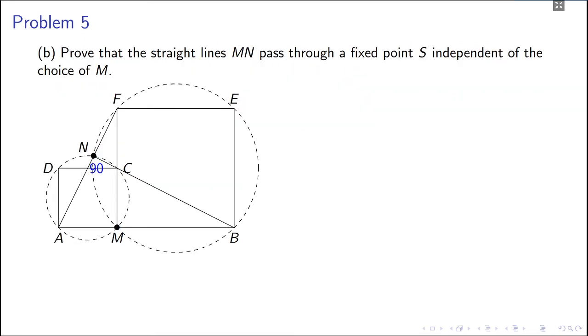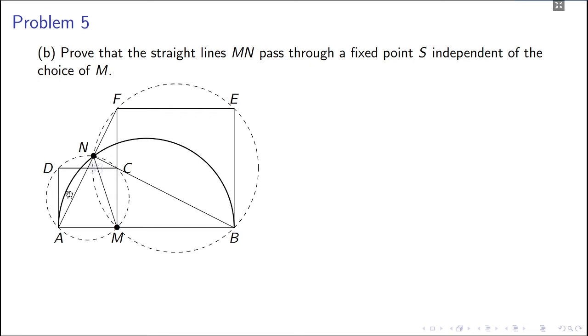And now we look at part 2. It says that the line MN passes through a fixed point S independent of the choice of M. So this angle ANB is 90 degrees. So what is the locus of N? It will be this semicircle which has AB as diameter. Okay, so as you vary M, this N will move on this semicircle. So you have to show that this line NM has a fixed point.